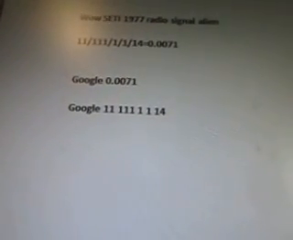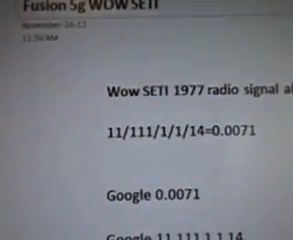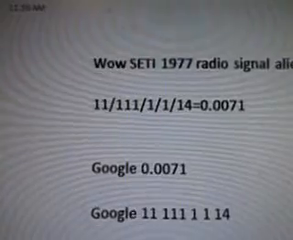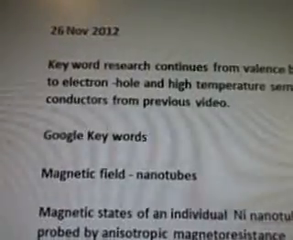And this is a keyword research video. It's about magnetic fields and nanotubes. We have some PDFs, science experiment results that were found, and of course these are going to lead up to formulas in the next couple of videos, okay? So there's the alien radio signal there. On November 26th, I was working on the research. Today's November 29th when I'm filming it.